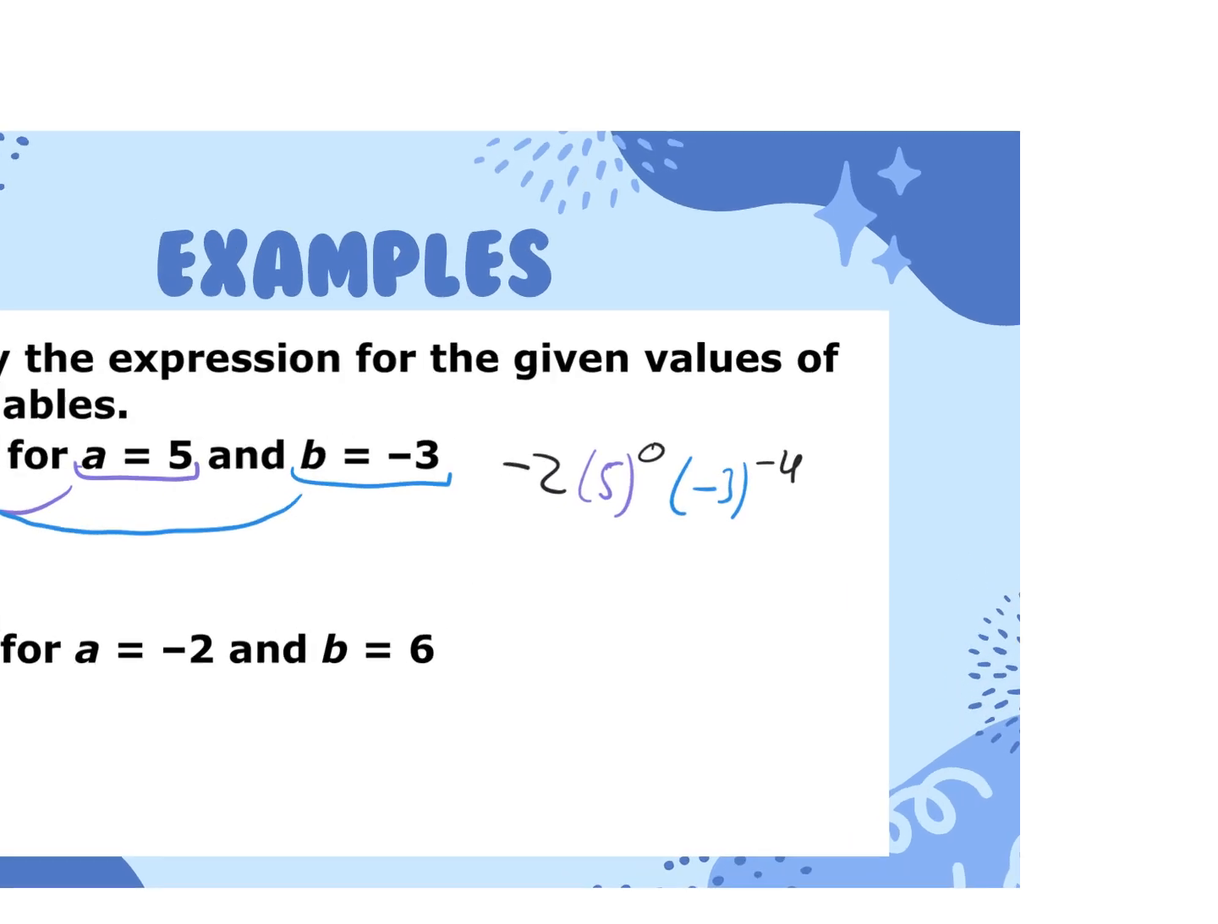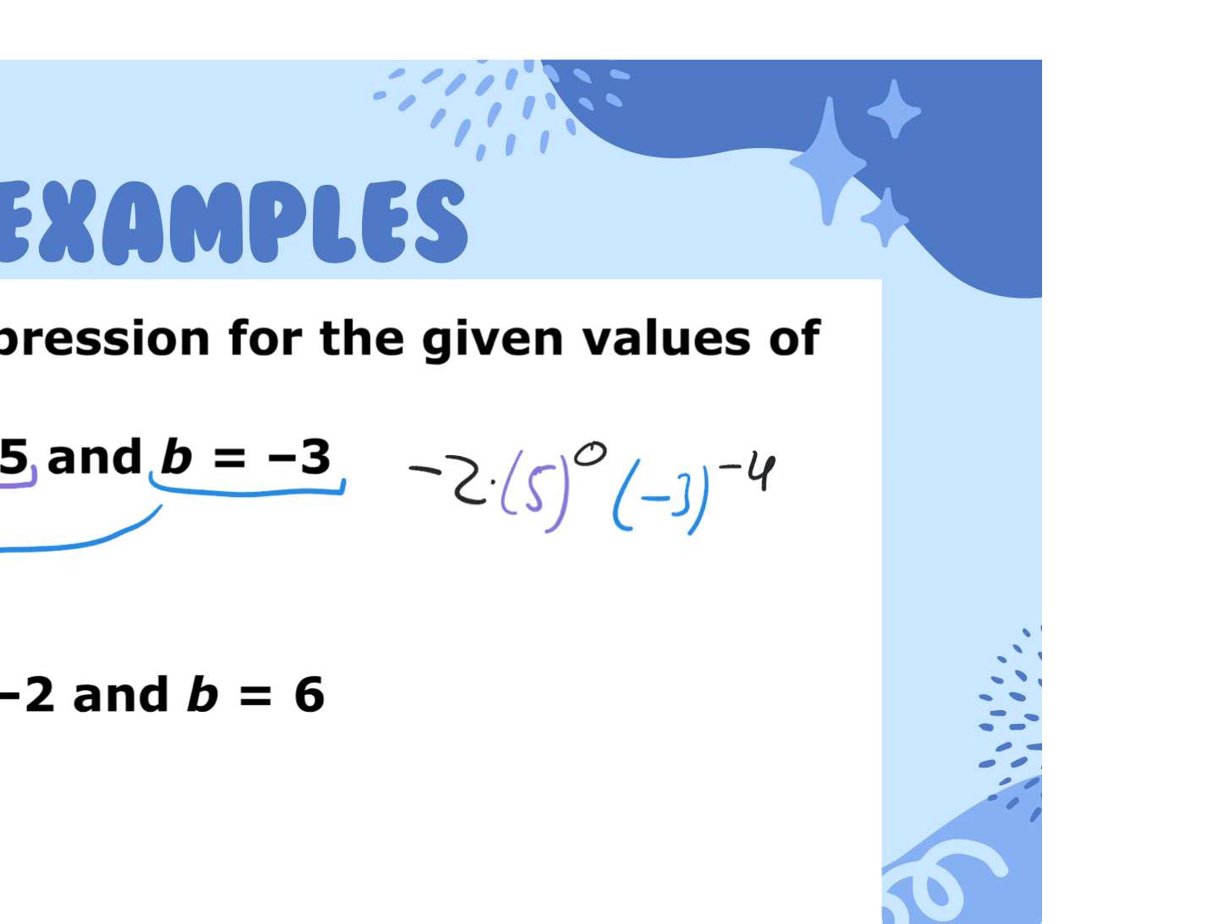All right, so I just want to go one by one. Keep in mind, these are all being multiplied by each other. So I have a negative 2 times 5 to the 0 power. Order of operations says to do your exponents first. So if I do my exponent first, 5 to the 0 power, I know that anything to the 0 power is 1. So I'm going to replace this 5 to the 0 with a 1 and bring down that negative 2.